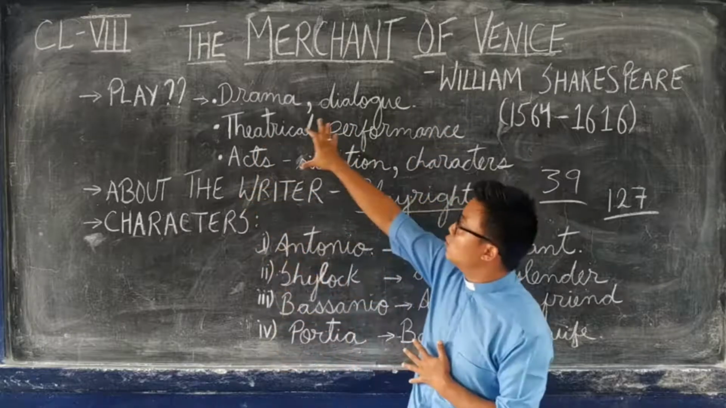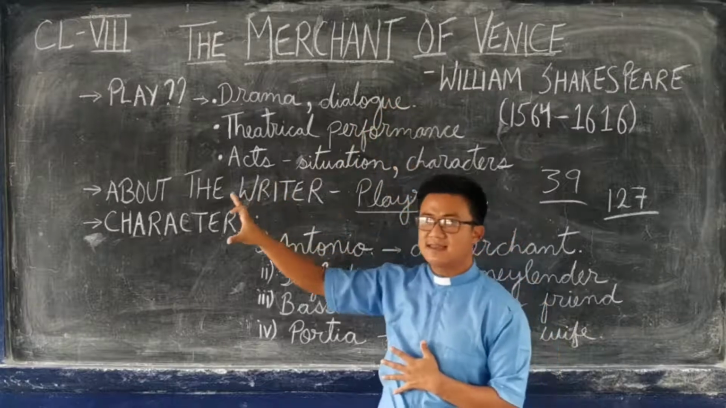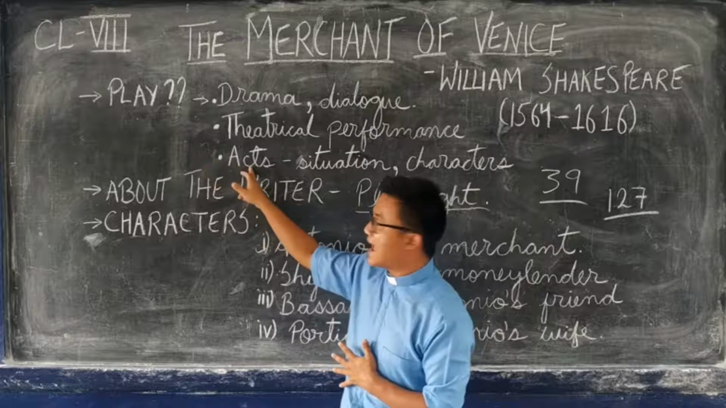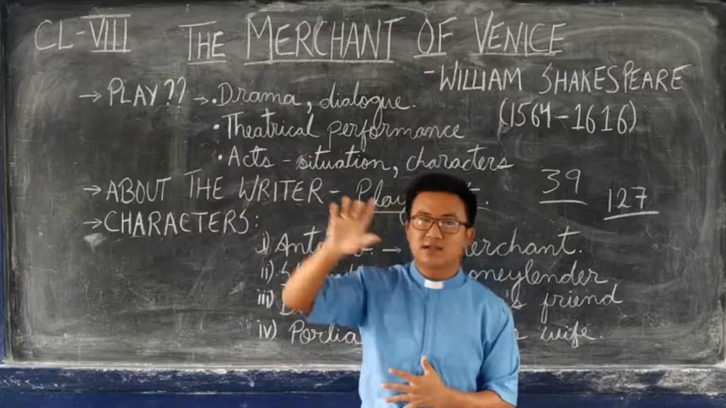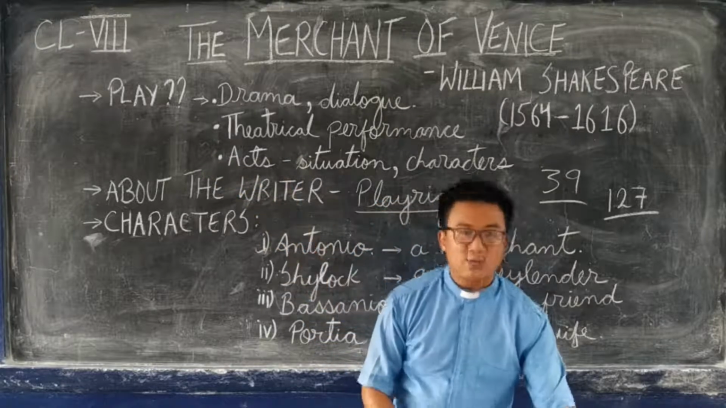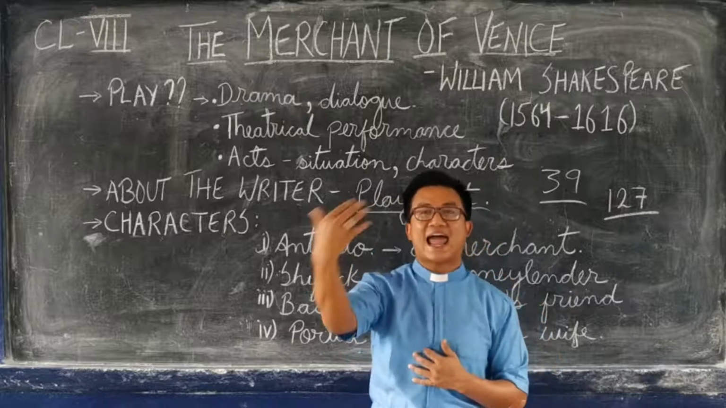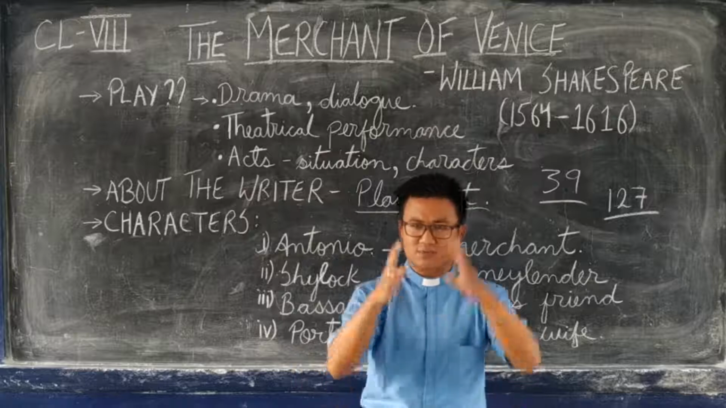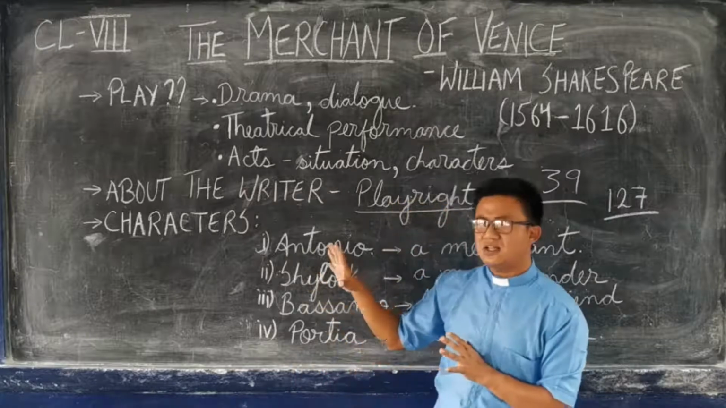Now, The Merchant of Venice has 5 acts in total. The text that we have in our book is the 4th act. This extract is taken from the 4th act. Okay, a small portion.